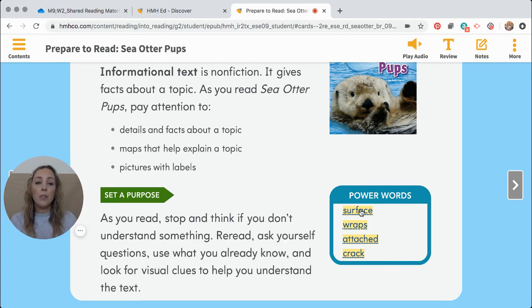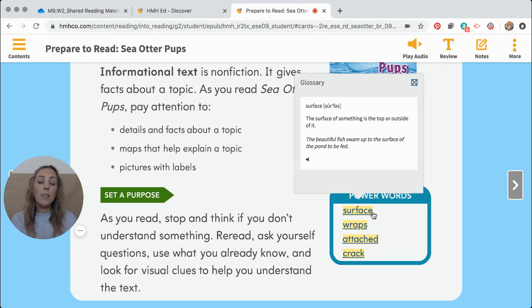The first word is the word surface. If I pull up the definition of surface, I can read that the surface of something is the top or outside of it. I often think about the surface of a counter, right? It's going to be the very top part of that countertop, the surface. If I look at that word in a sentence, I can say, "The beautiful fish swam up to the surface of the pond to be fed."